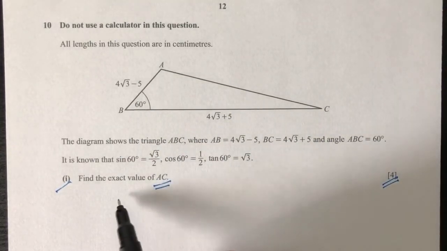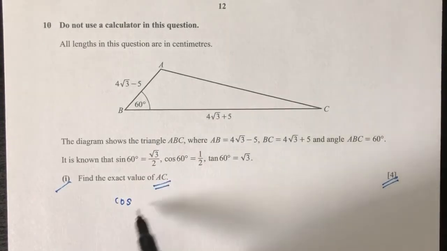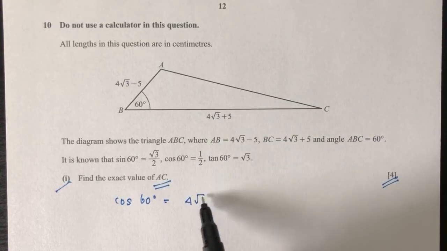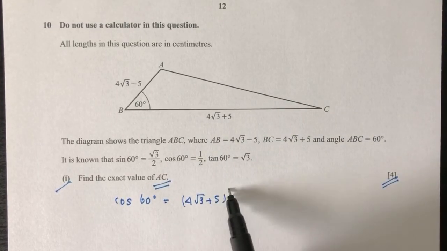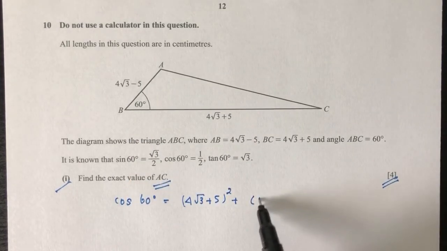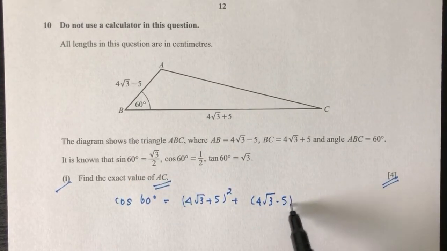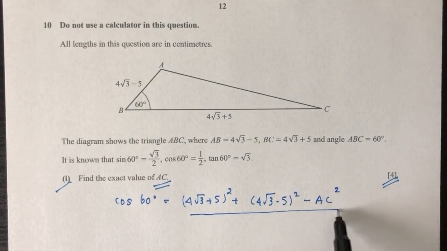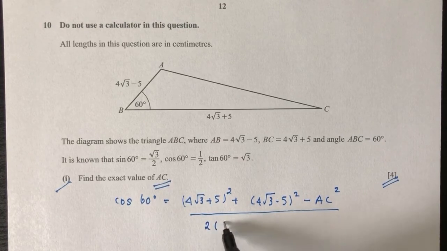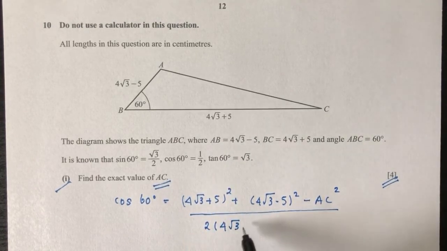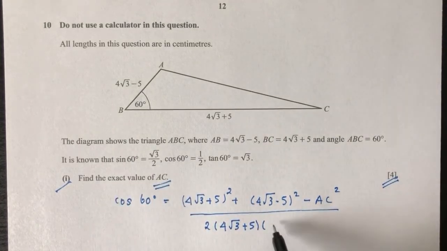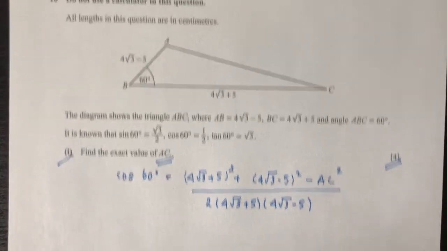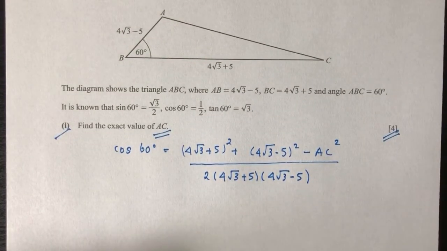When we know two sides and the angle in between, we have to use the cosine rule. So basically we say cosine of this angle of 60 equals this side squared plus this side squared, this minus 5 squared, minus AC squared, divided by 2 times this side and times this side. So that is the cosine rule for a triangle. So now we have to solve to find AC. So we first can simplify.